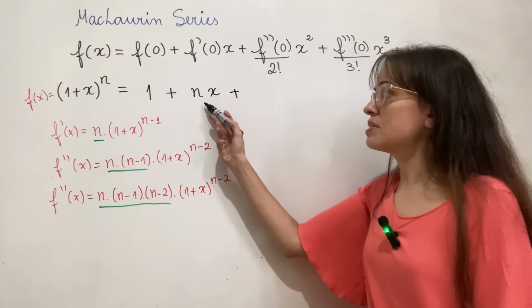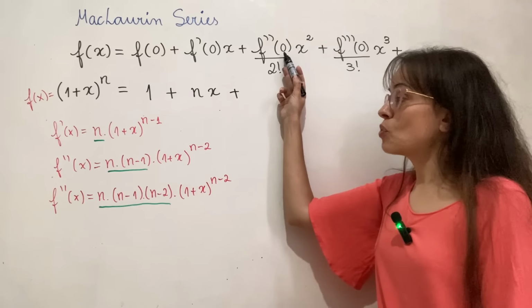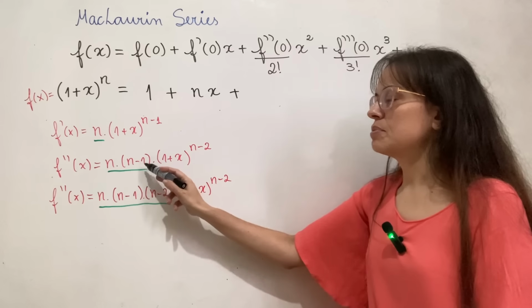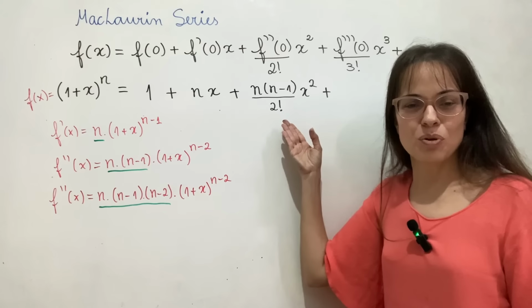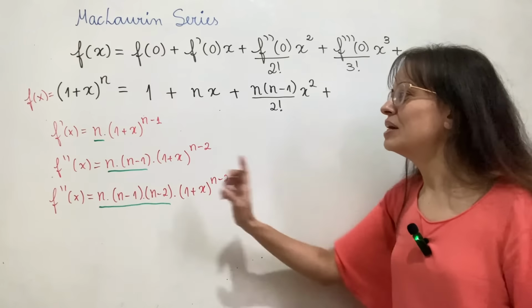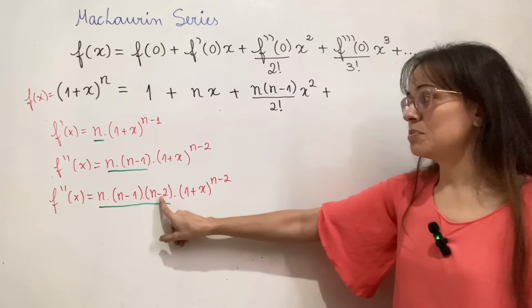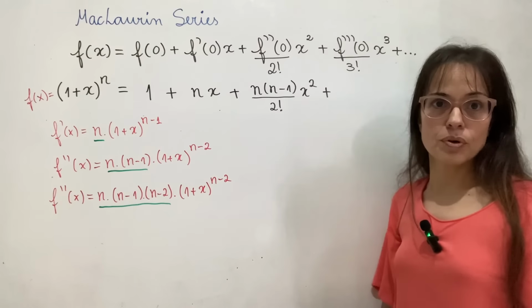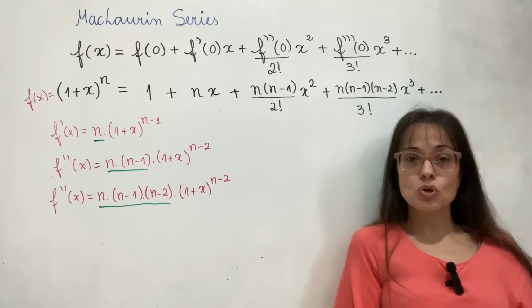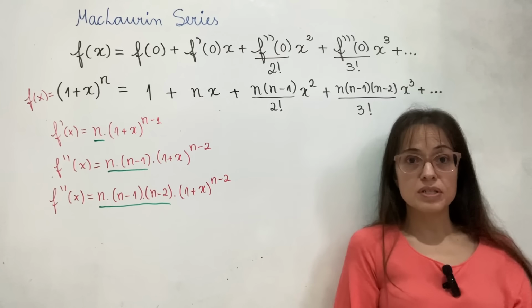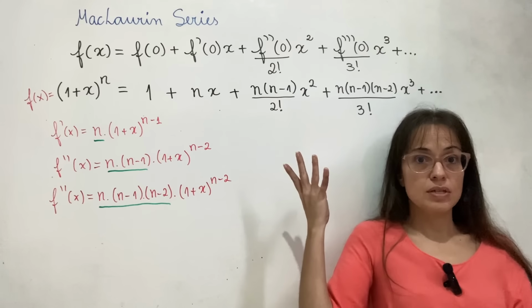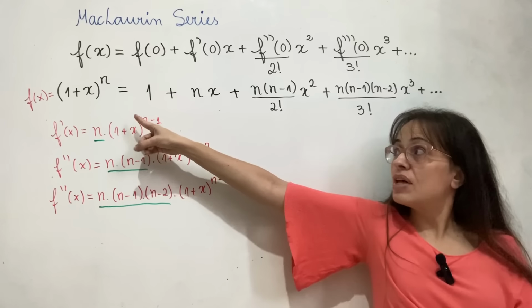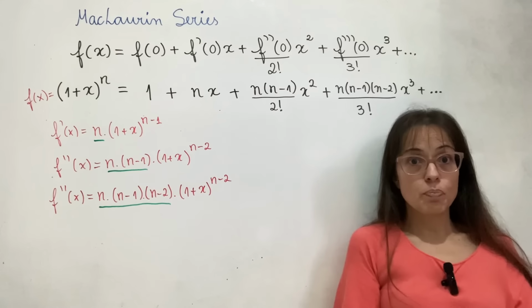F prime of 0 is just n because it's right there. F prime prime of 0 is n times n minus 1, which I'm going to put here on top of the 2 factorial, which is exactly how far the formula booklet goes, by the way. But the next one is n times n minus 1 times n minus 2 divided by 3 factorial. And that's convincing enough to me. So the moral of the story is what? The high-level part of binomial theorem is nothing but a special case of MacLaurin series, the special case of that function over there, 1 plus x to the power of n.